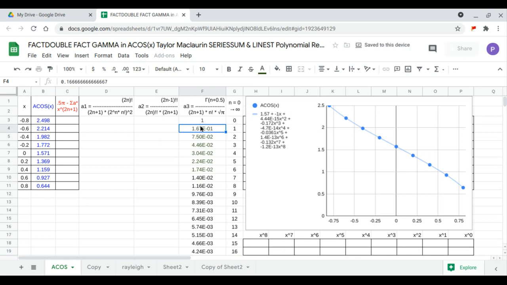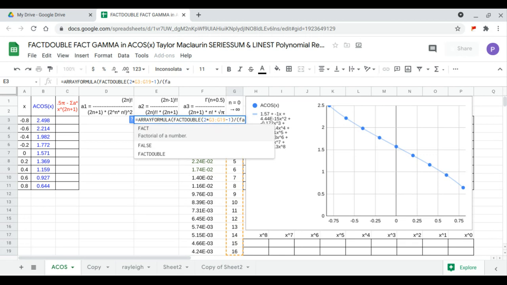So here's the trend line, the expansion coefficient of the gamma function. We continue with the double factorial. Array formula. Double factorial 2n minus 1. So 2 times n minus 1. That's the numerator. Now the denominator. The denominator has 2 parts: double factorial n and the quantity 2n plus 1.